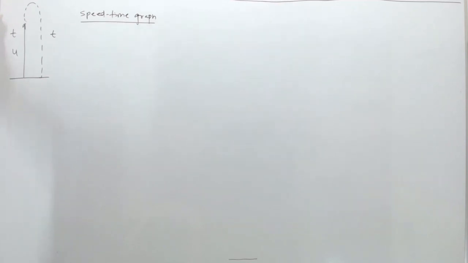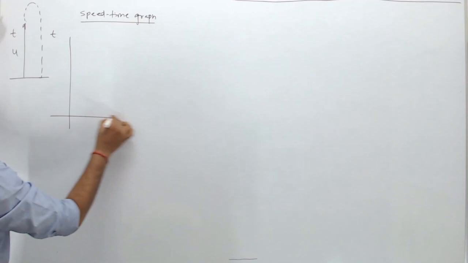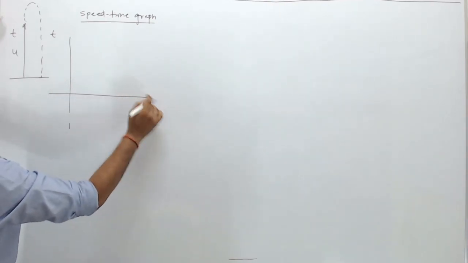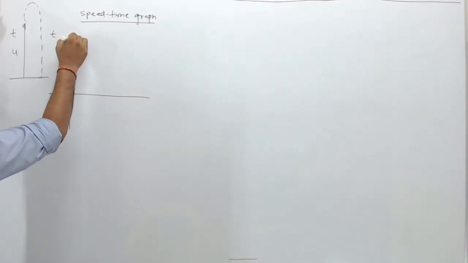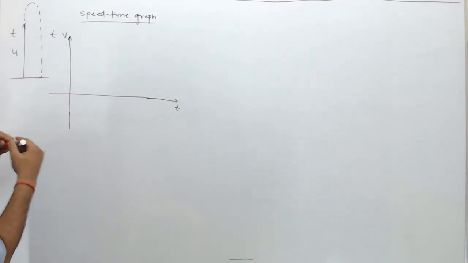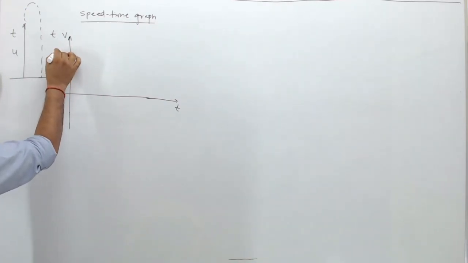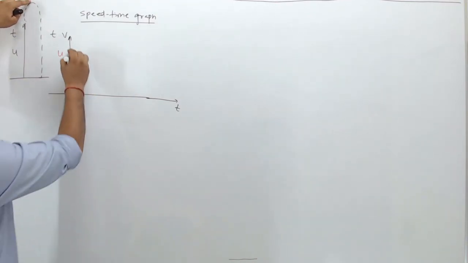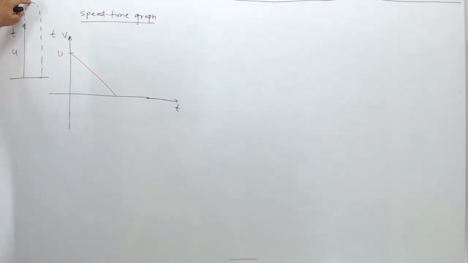First of all, let us draw the velocity time graph that we have seen already in the previous class. For that, we have to write the equation of velocity and time. Now, let's say this is your V axis, this is your T axis. If you remember, initially the velocity was u, so at time t equals 0, velocity is u. As it goes up, at the top the velocity becomes 0. Acceleration is constant, so the graph is going to be linear.